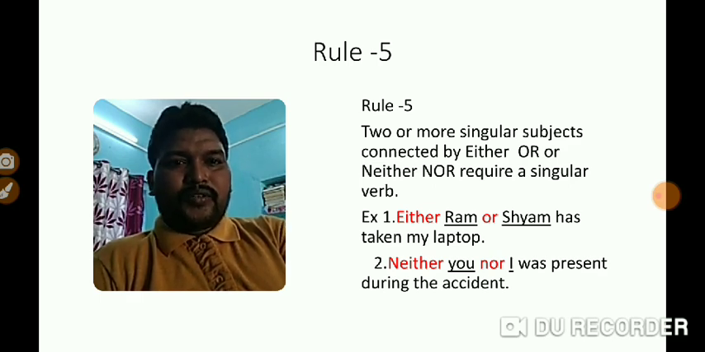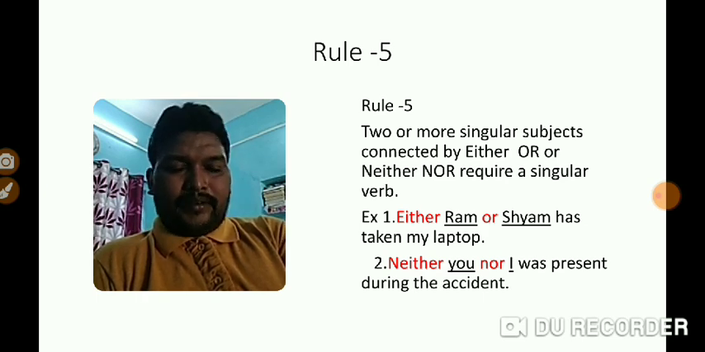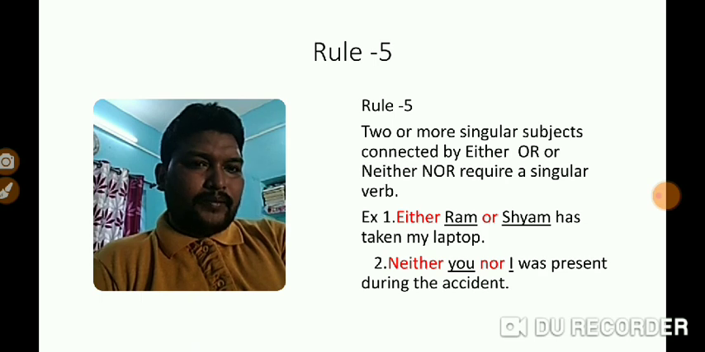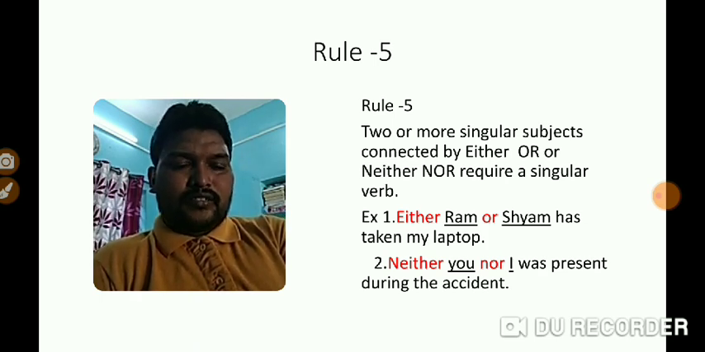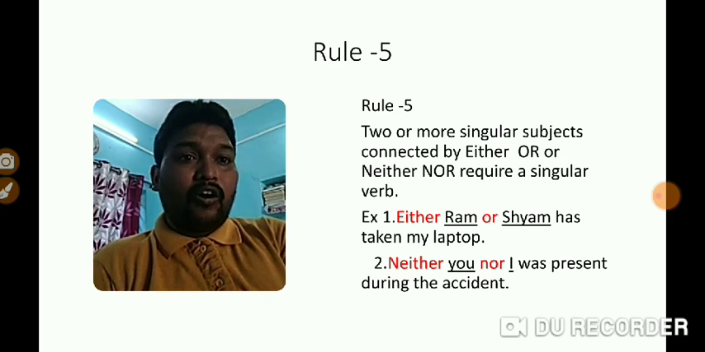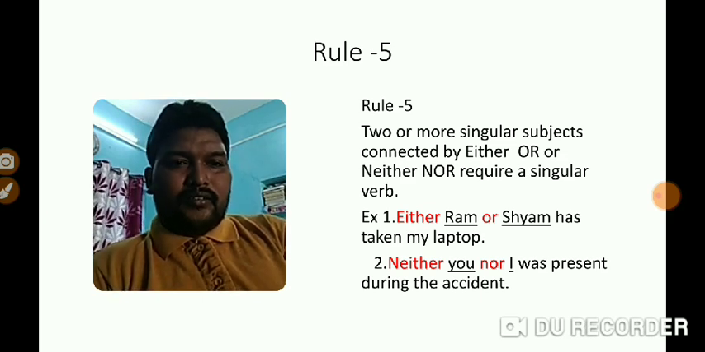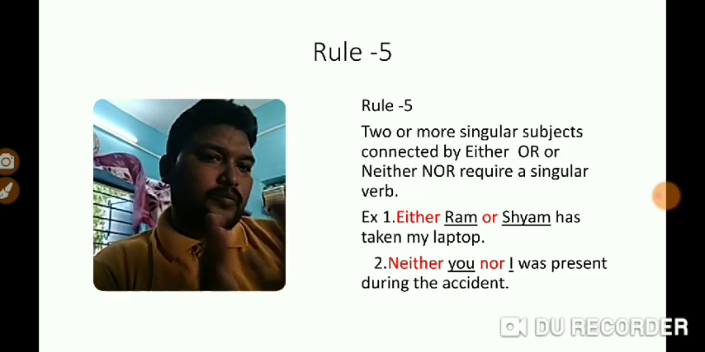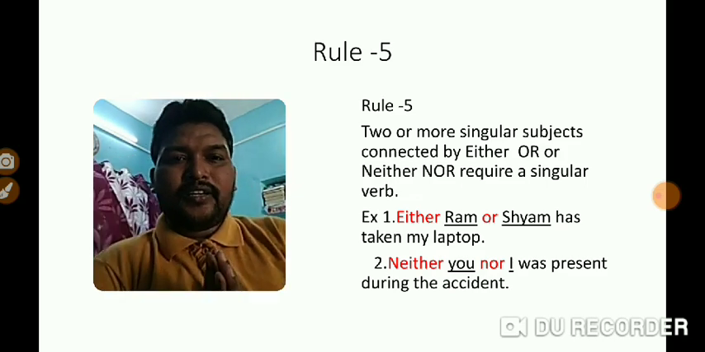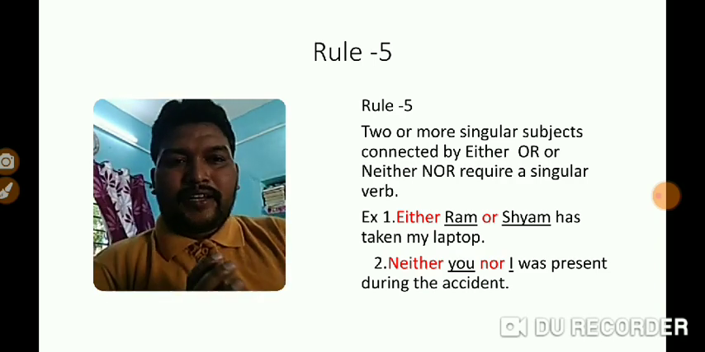First of all, as you can see on your screen, I will discuss with you rule number 5. What does this rule say? Let us see. Two or more singular subjects connected by either-or or neither-nor require a singular verb. This is quite simple. If either-or or neither-nor is present in the sentence, to be very specific, this is the simplest way that I'm trying to explain to you.